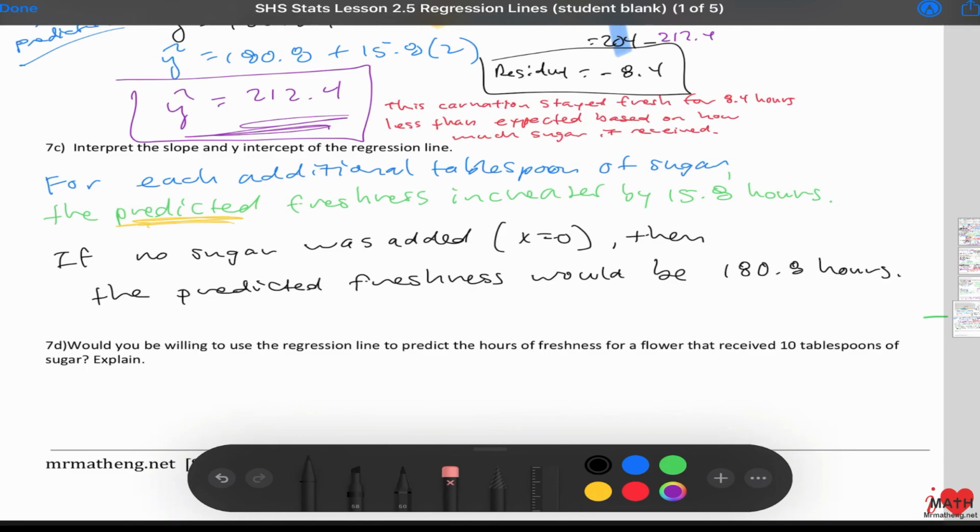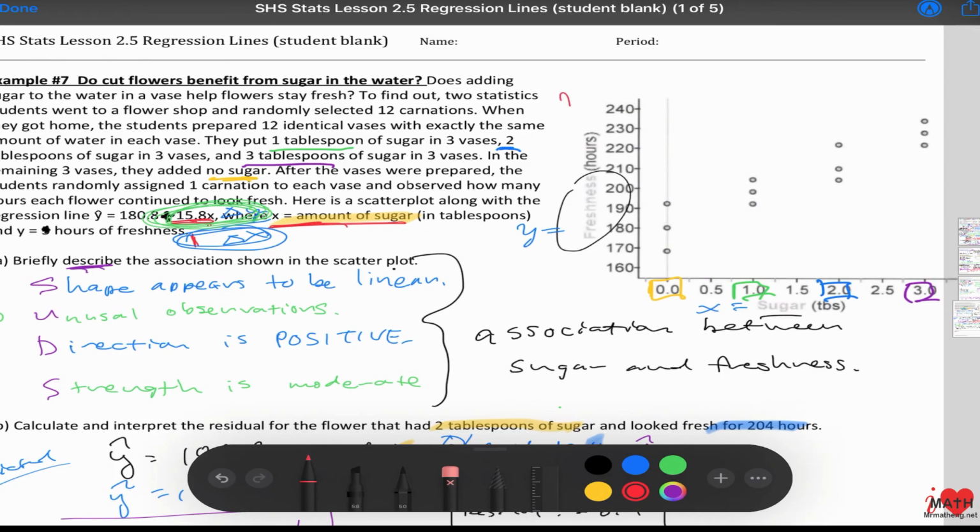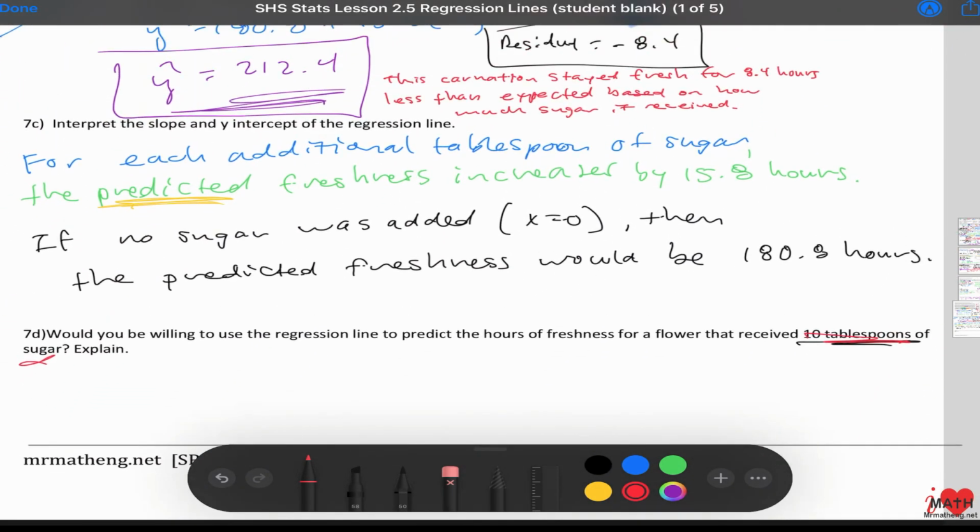And 7D, would you be willing to use the regression line to predict the hours of freshness for a flower that received 10 tablespoons of sugar? So let's figure out what the 10 is. Okay, 10 is way off the graph. Notice how it's outside of our graph. It's way over there. And that's the vocabulary we learned. Extrapolation. No, this is extrapolation.